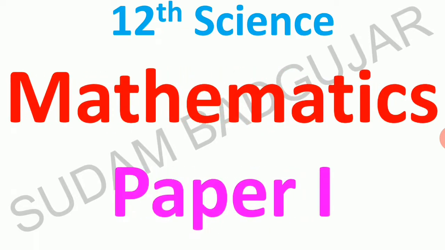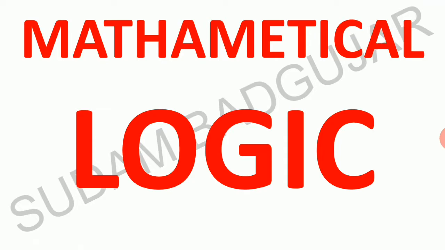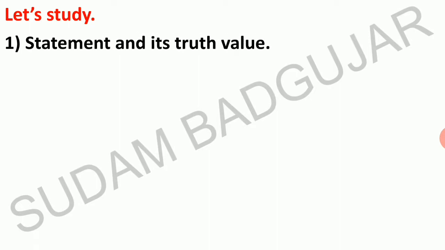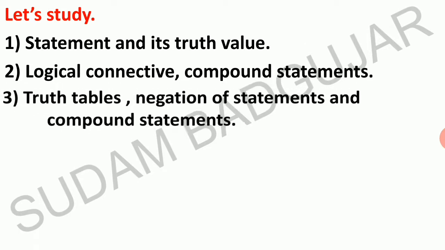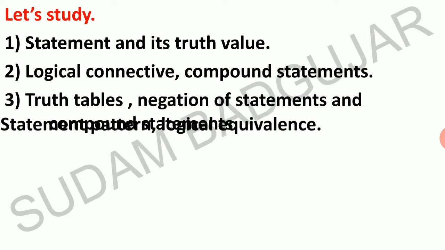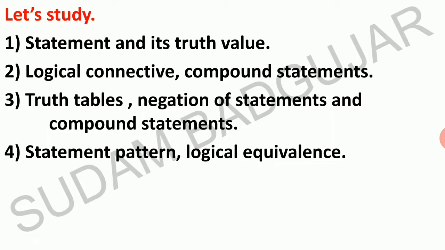Paper 1. Now chapter number 1, Mathematical Logic. According to the new syllabus, there are 7 topics in this chapter. Let's discuss. First one is statement and its truth value. Second is logical connectives and compound statements, truth tables, negation of statements and compound statements.